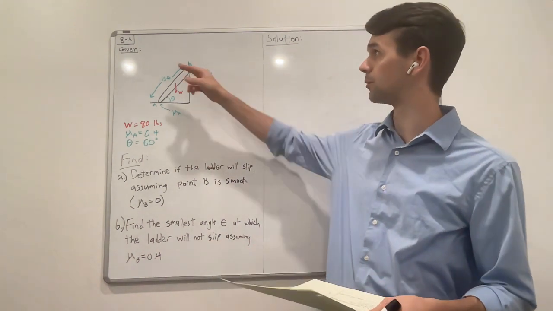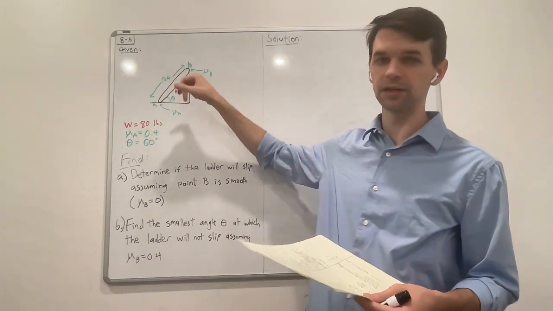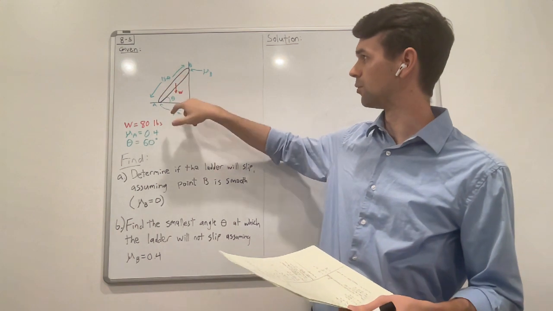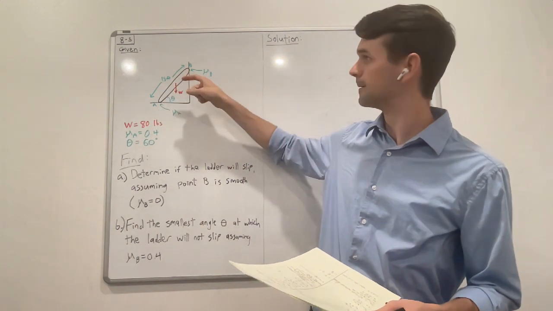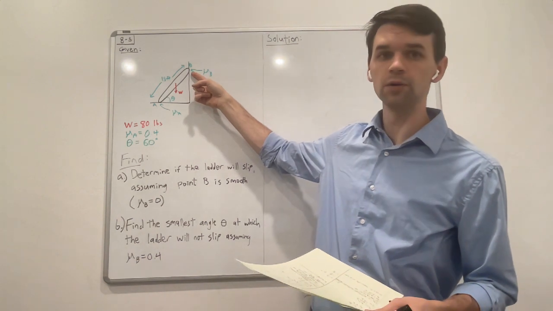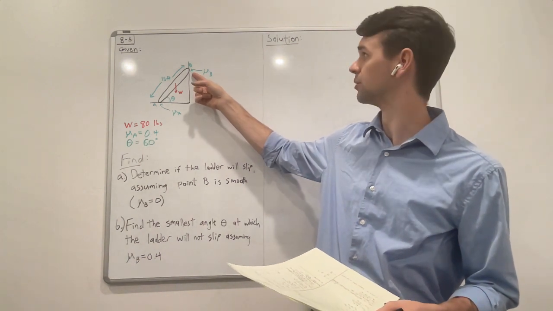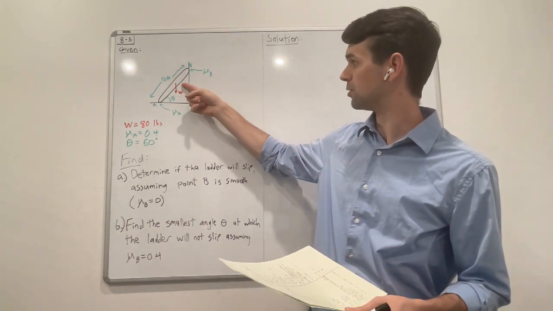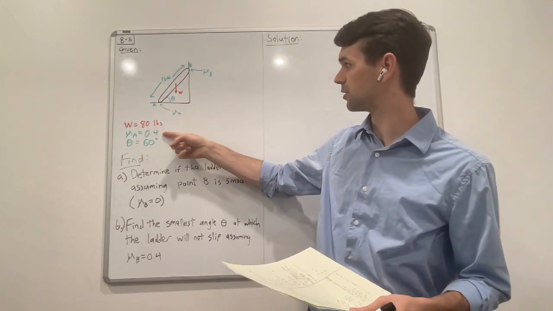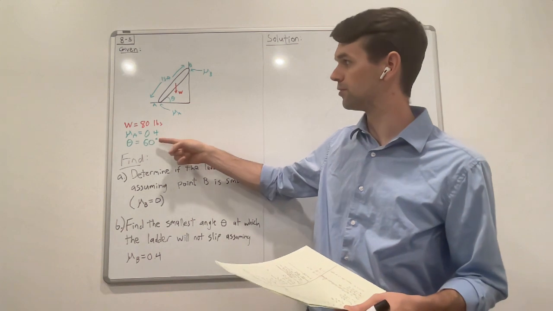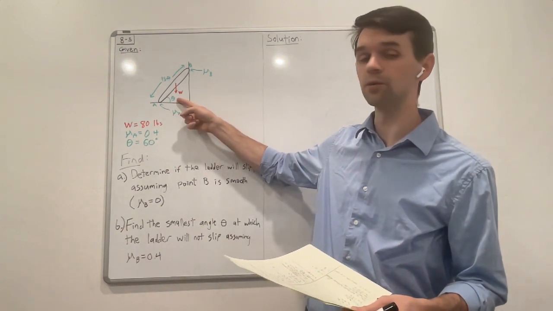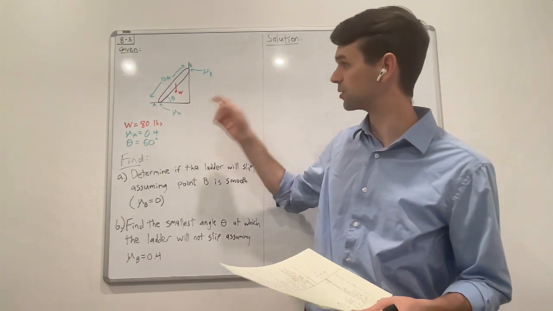What we have here is problem 8.5 from the 13th edition of the book. We have a wall and there's a ladder leaned up against the wall. The ladder is 15 feet long, and at each point of contact, there is a coefficient of static friction given. We are told the ladder weighs 80 pounds, and at point A, the coefficient of friction is 0.4, and at least for the first part of the problem, we're going to assume that the angle that the ladder makes with the ground is 60 degrees.